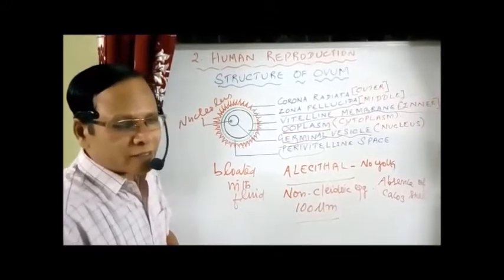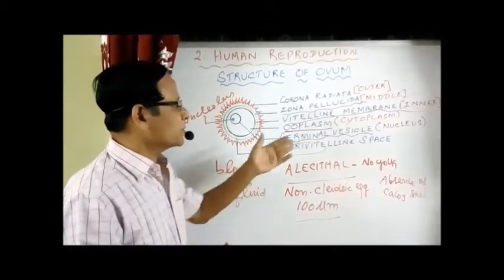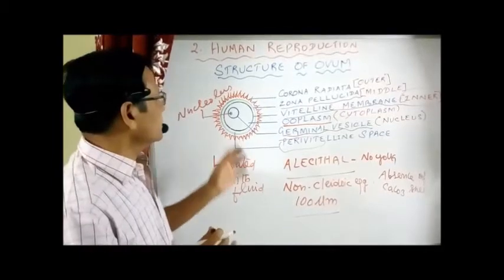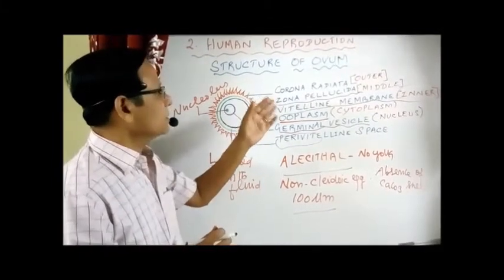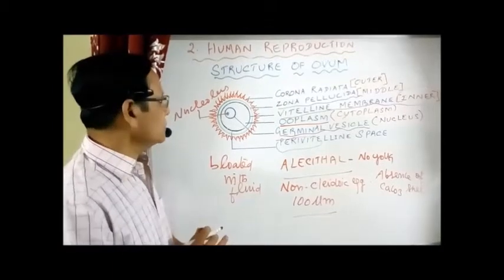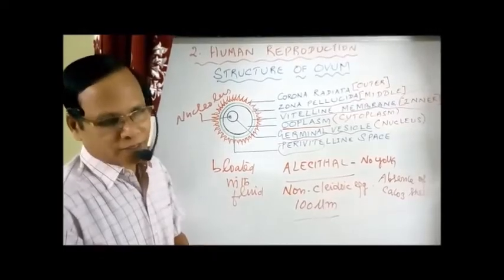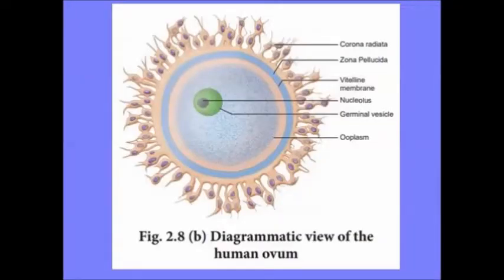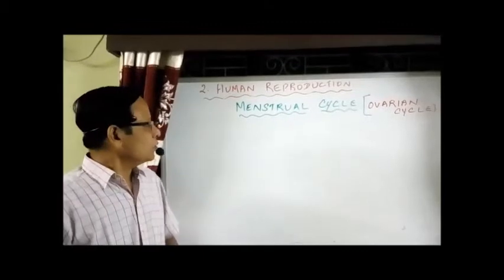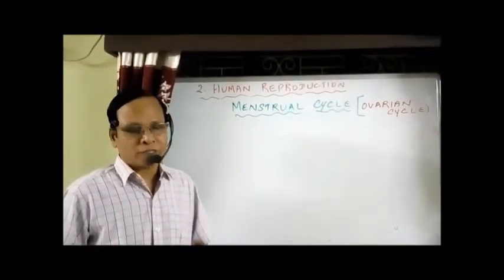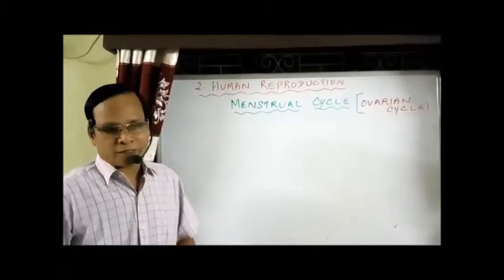Some cortical reactions take place at the time of fertilization, in the perivitelline space. That is the structure of the female gamete, or we can say the egg or ovum. Now we have to go for the next one, the menstrual cycle, the reproductive cycle, or the ovarian cycle. Now we have to discuss something about the menstrual cycle or ovarian cycle.